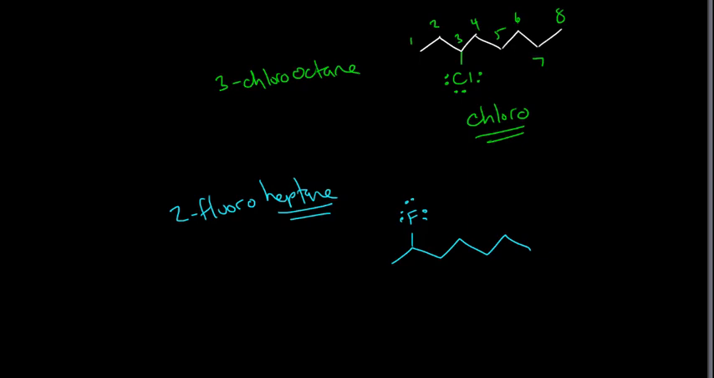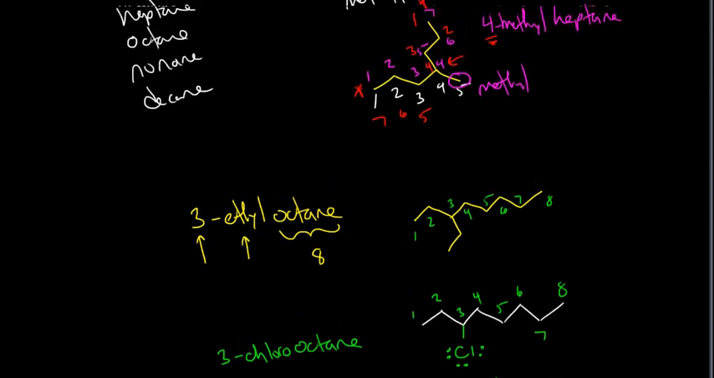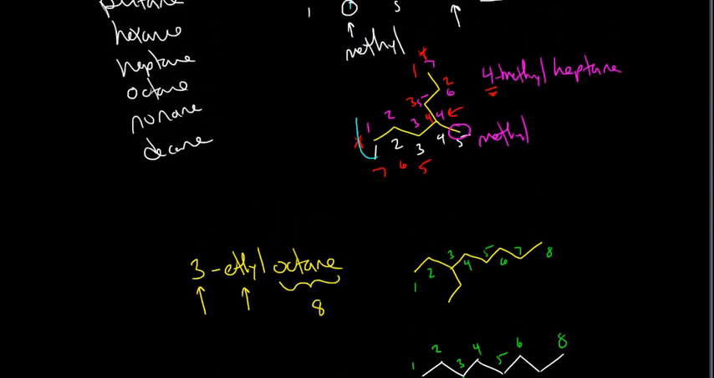The things you need to be the most careful about is making sure that you're naming it such that the number of the modification is as small as possible. And also, like we saw up here, you want to make sure that you're always selecting the longest carbon chain to be the name of the parent chain. So this is a heptane chain, not pentane.